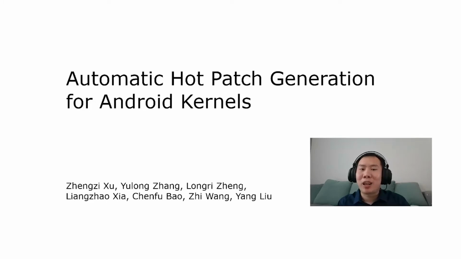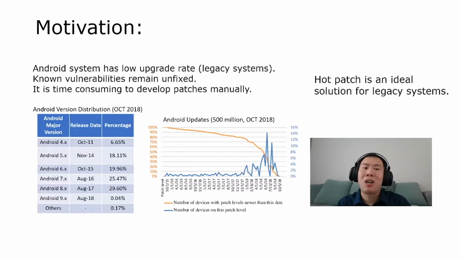Now I'm going to talk about my paper, Automatic Hot Patch Generation for Android Kernels. First of all, our motivation of choosing Android as a target is that there are thousands of Android systems in the world, but most of them are not up to date. They contain many known vulnerabilities.